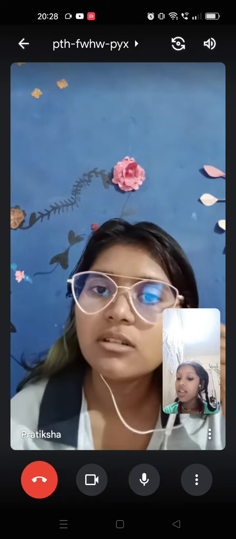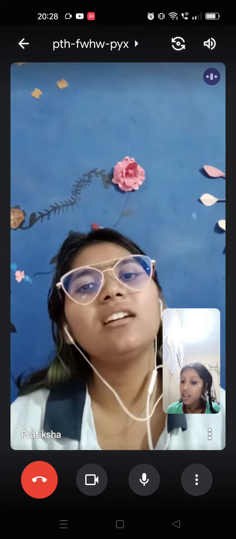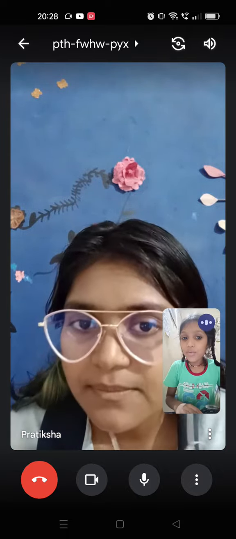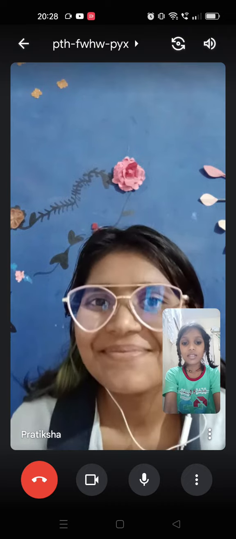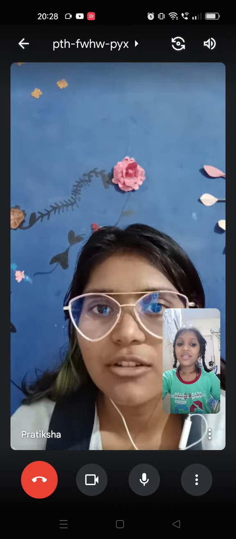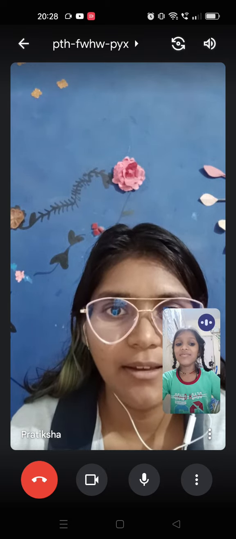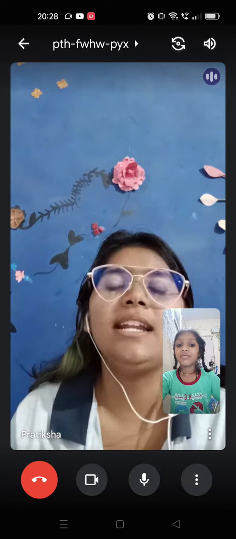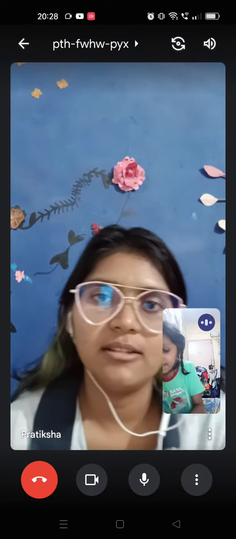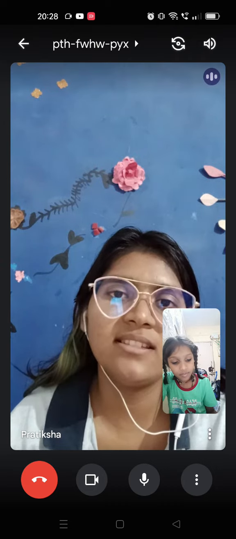First one is two and two makes four. Which word is joining the two sentences, Ritika? Which word is joining? And. Very good. Underline and. Next sentence.